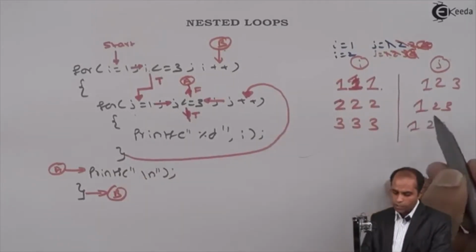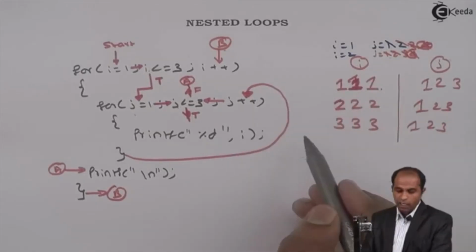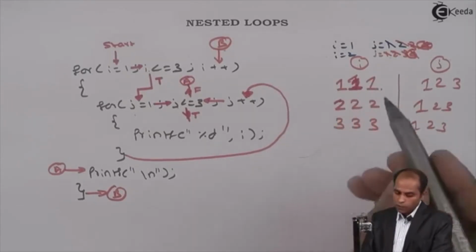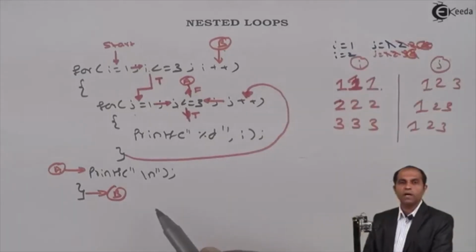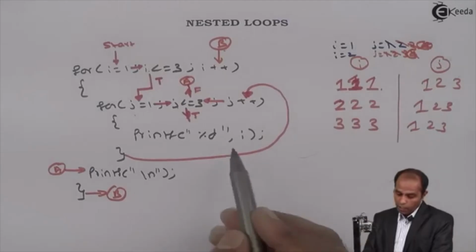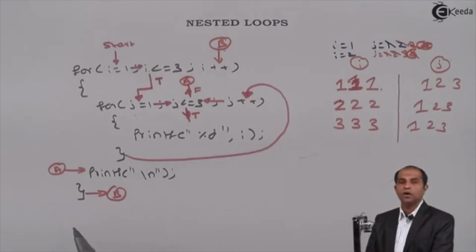If I ask you to print j, and if I ask you to print i, it is 3 and 3, because when j is changing, it will not affect the value of i. So the value of i remains constant. If I ask you to print j, the value is printed continuously on the output screen.